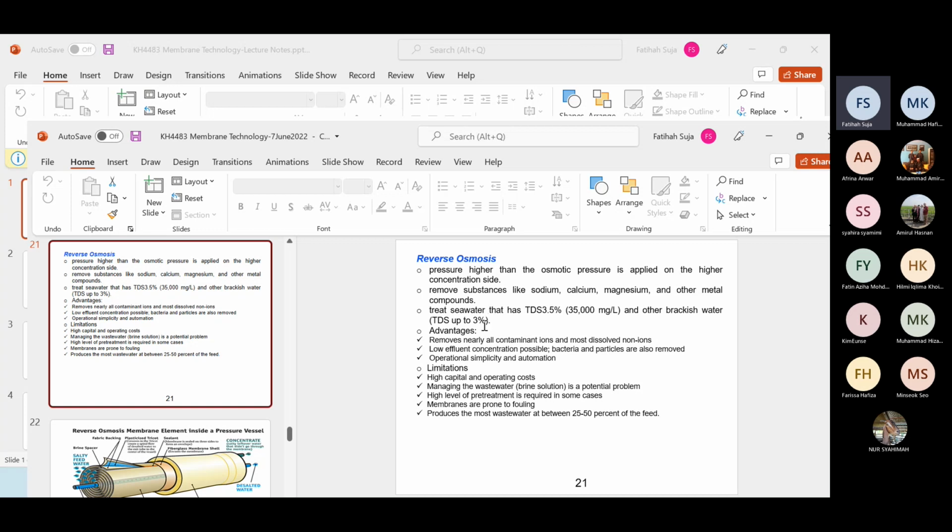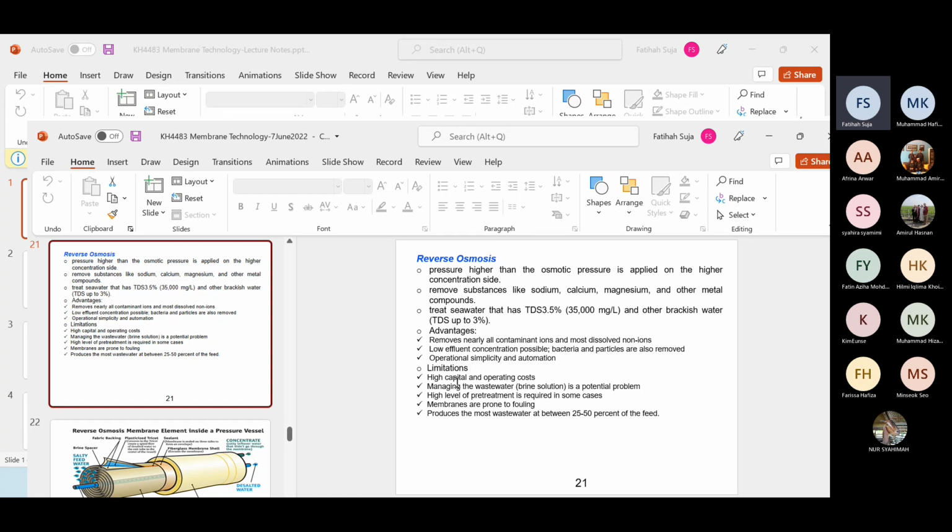Reverse osmosis. So they can treat seawater that has a total dissolved solid. Seawater usually has 35,000 milligram per liter of ions and other brackish water up to 30,000 milligram per liter. So the advantage of using reverse osmosis is that you remove nearly all contaminant ions and most dissolved non-ions. And low effluent concentration is possible, bacteria and particles are also removed, operational simplicity and automation.